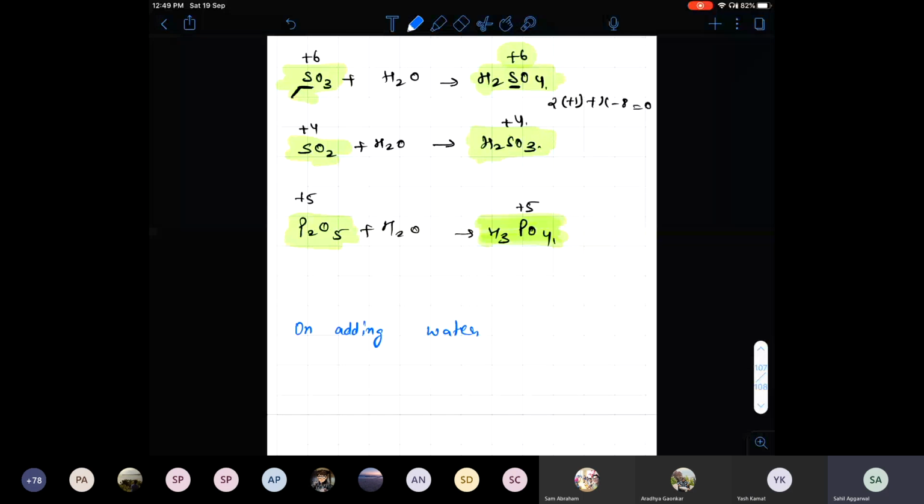It will tell whether the particular compound will get oxidized or not. That's what I'm saying. We do not get any idea about the molecular formula now. No, no, no. It is the intrinsic property of an element. Okay, sir. Thank you, sir. On adding water to oxides, the oxidation state of an element remains same.